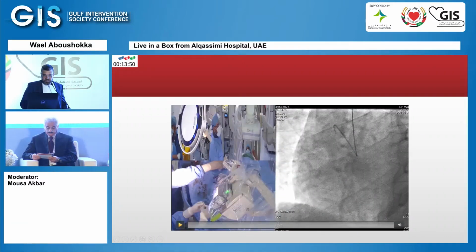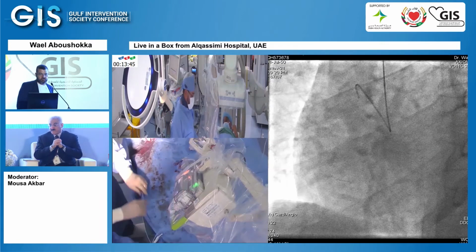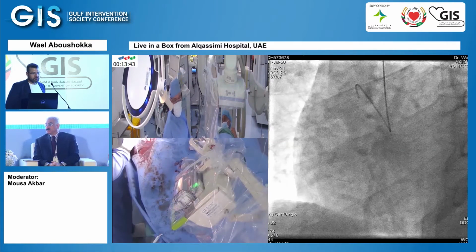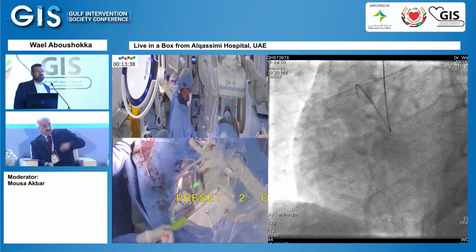Today we are presenting a bifurcation case using robotic PCI with a new technique, an artificial intelligence wire navigation system. So let's start. Hello everyone again. So now we are starting. We have our team with us, Sister Biji, Sister Doni, and our technician Muhammad.